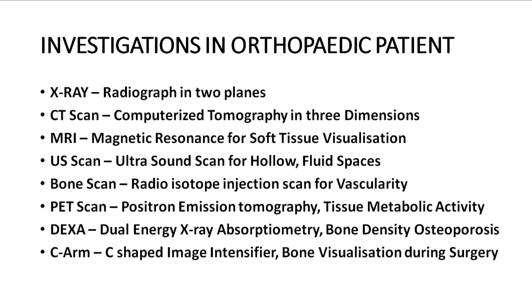Then the PET scan, the latest one, positron emission tomography, which shows tissue metabolic activity, right from the cellular growth of any tumor mass or anything. It's a very good investigation which gives you the picture. Mostly in the brain, it gives the mapping of Alzheimer's disease and so on. So it's a very useful investigation for us.